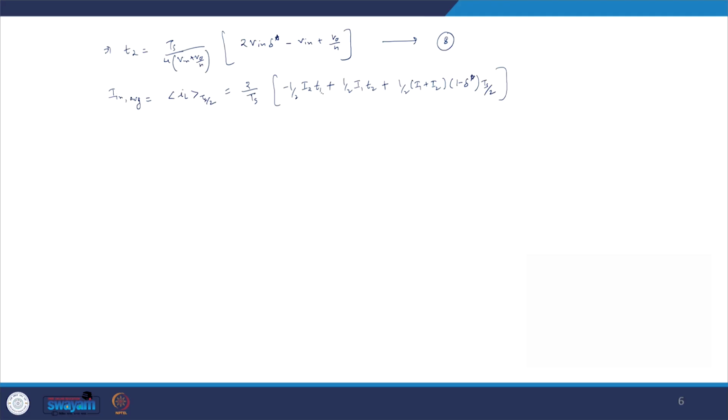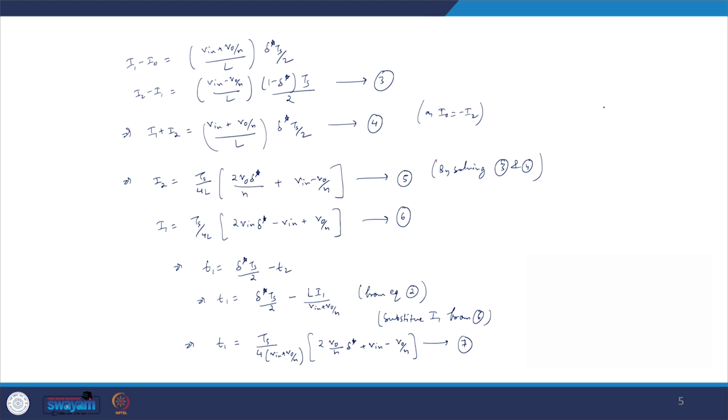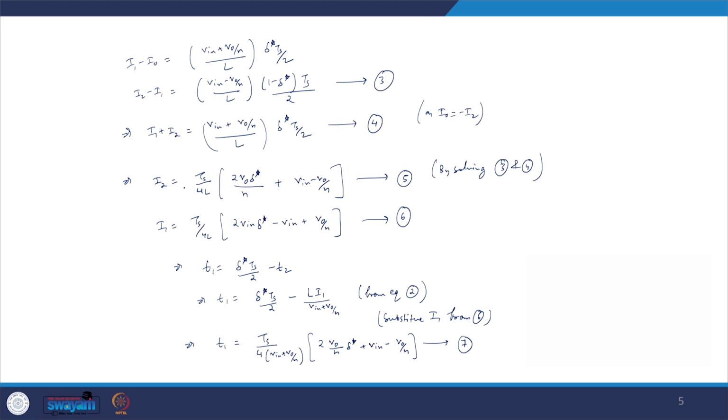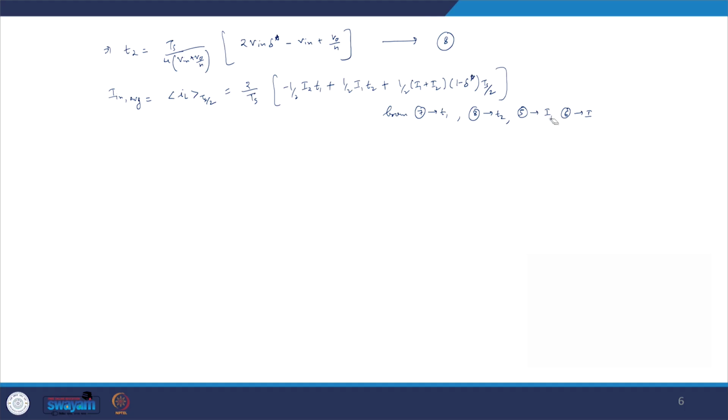So now let us put in the T1, T2, I1, I2 values from our previously derived equations. From 7 we can obtain T1, from 8 we can obtain T2, from equation 5 we can obtain I2, sorry, and from 6 we can obtain I1.